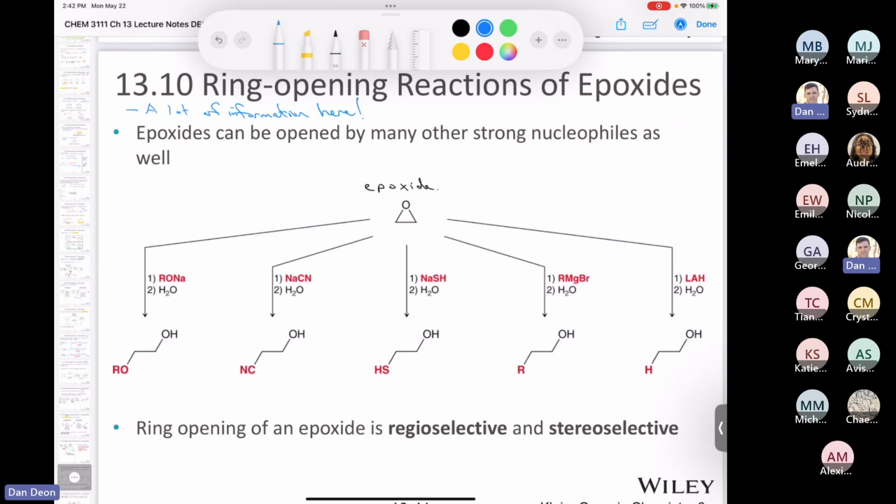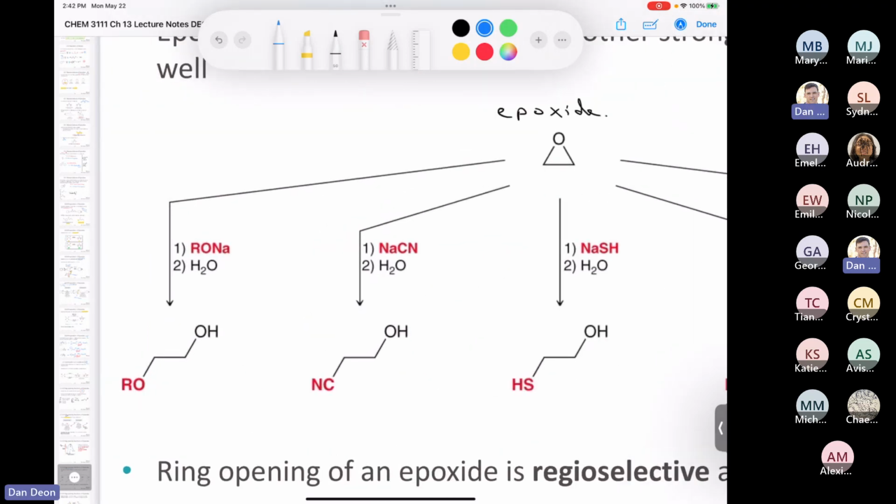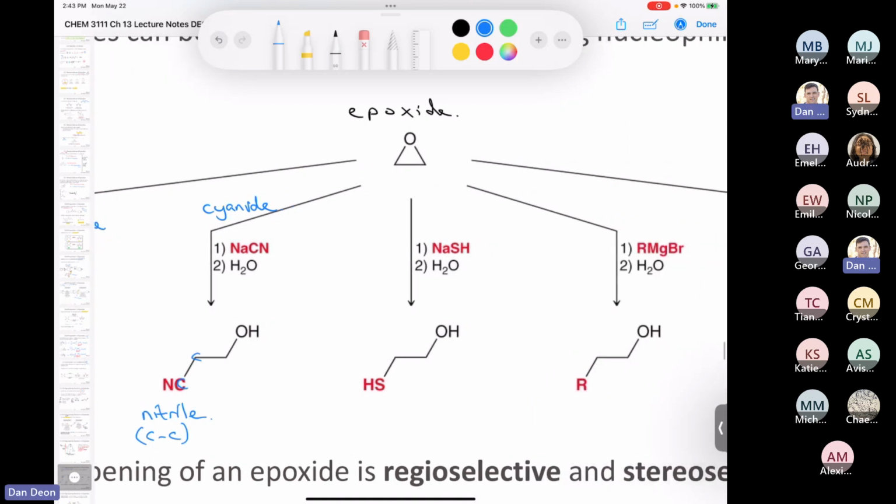So check this out. If you were to hit the epoxide with an alkoxide, in that case, you end up forming an ether, right? And this end is going to end up forming an alcohol after you protonate it. If you were to hit it with cyanide, so this is sodium cyanide, you should know that CN minus is a good nucleophile. You make a nitrile. And what's interesting about this is you've made a carbon-carbon bond, right? This is a carbon, this is a carbon. So that's kind of interesting.